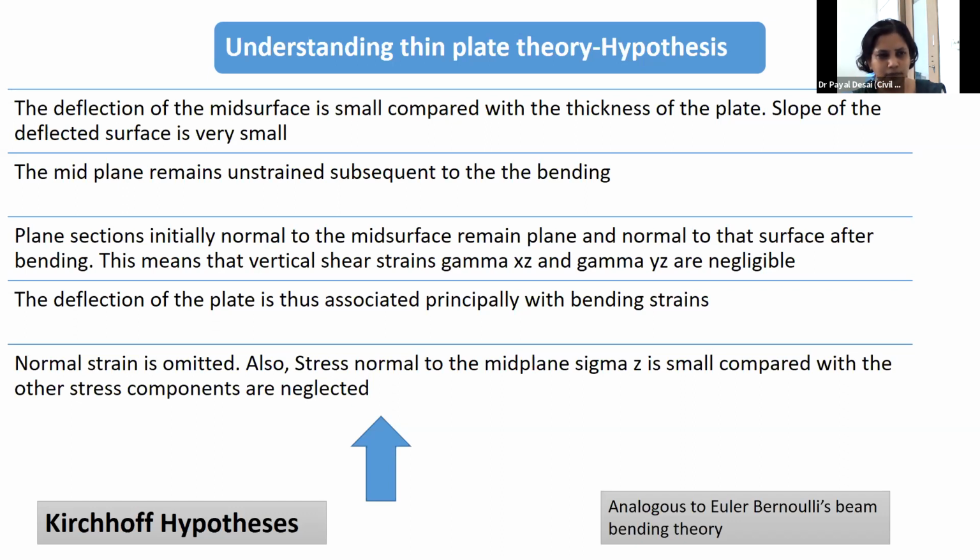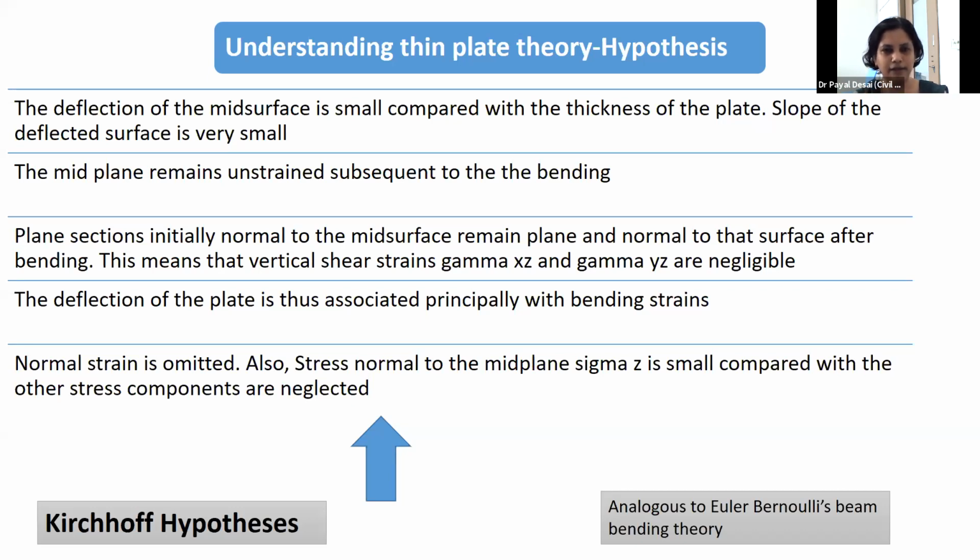So the first assumption in developing the plate theory is that the deflection of the mid surface is small as compared to the thickness of the plate. It is very obvious, if the thickness is 0.2, then I am assuming that the deflection of the plate is lesser than that. Otherwise it will become large deflection plate theory, right? So this is the first assumption that we are making, plate theory with small deflections.